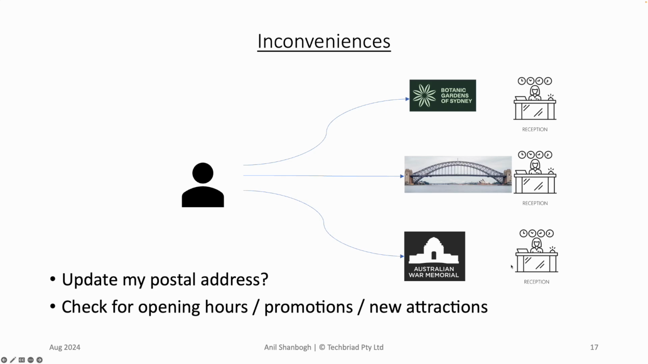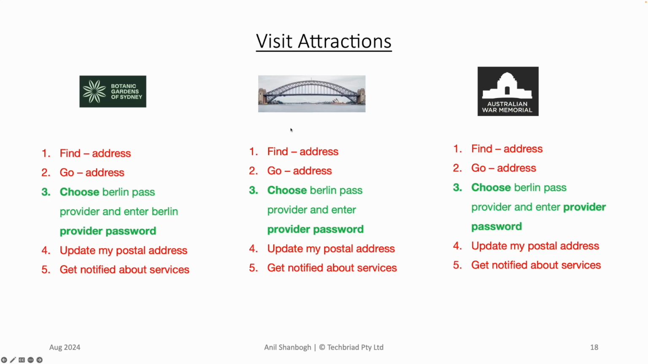Unfortunately, the way is I go to every single reception and then find out what are the new working hours, what are the new promotions, what are the new attractions and so on. So there's no single way to receive information and no single mechanism to transmit updated information. And that's the kind of problem that we're trying to solve now. The other issue is that finding these different addresses and then navigating to them is also a minor pain. So let's see how these steps 1, 2, 4 and 5 can be made better.